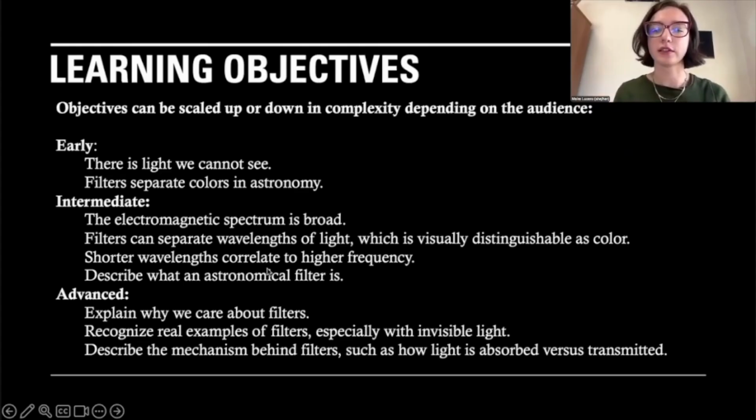With intermediate learners, we would teach about the broadness of the electromagnetic spectrum and how color is related to wavelength and frequency of light. After this demonstration, intermediate students should understand the relationship that higher frequencies indicate shorter wavelengths, and they should also be able to grasp the definition of what a filter is. Meanwhile, advanced learners will be able to explain the importance of filters, examples of filters, and the mechanisms behind filters, such as whether light is absorbed, emitted, or reflected.